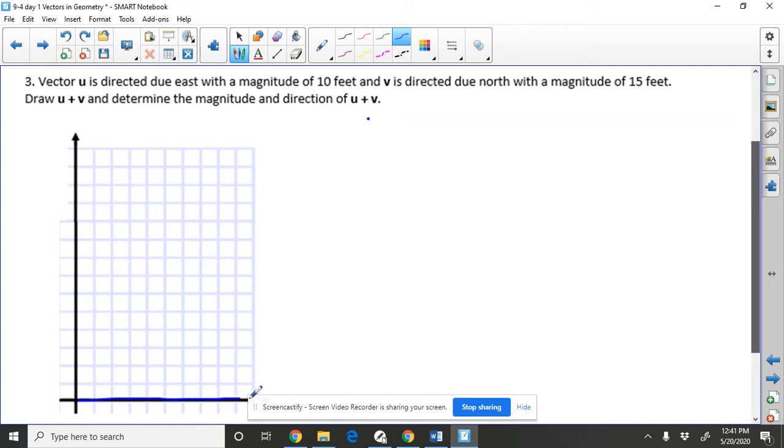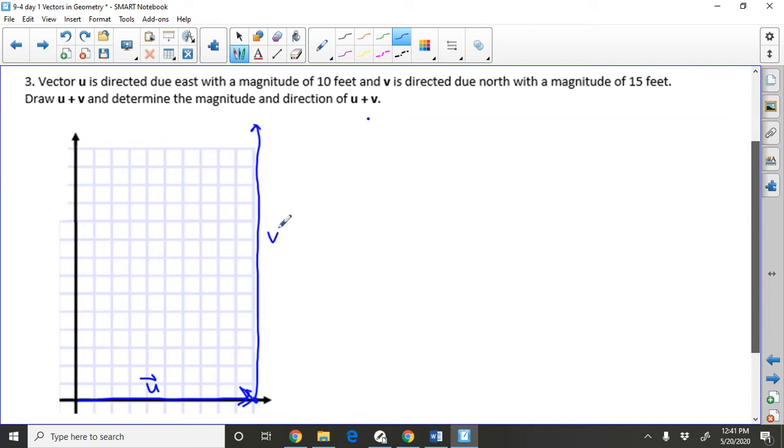I think the scale just goes out to 10. And we're going to add to that vector v, this is u, which is directed north with a magnitude of 15 feet. So from the end of u, I'm going to draw the first vector coming from the origin, and from the end of that, I'm going to now start my second vector here. And I'm going to go 1, 2, 6, 7, 8, 9, 10, 11, 12, 13, 14, 15 is actually right above this. I'm going to go 15 in that direction, and that's v.